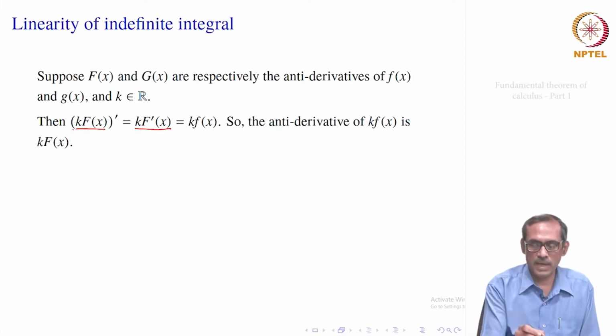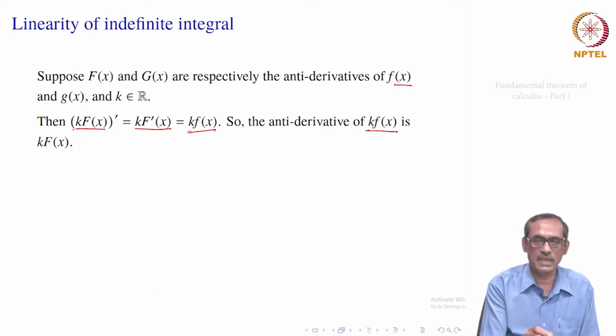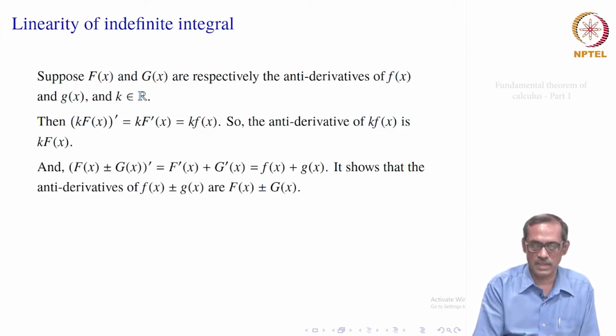And if capital F x is an antiderivative of f of x, we would get k times f x. So, that means if the antiderivative of small f is equal to capital F, then the antiderivative of k times small f is k times capital F. So, that is how it behaves with respect to multiplying a constant.